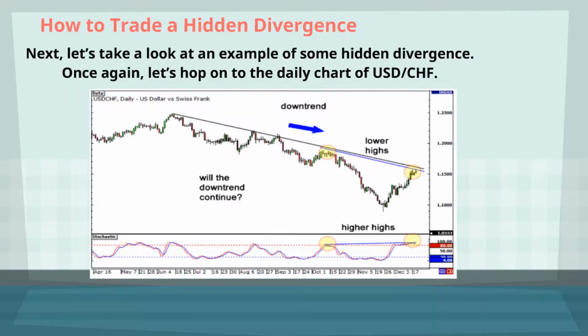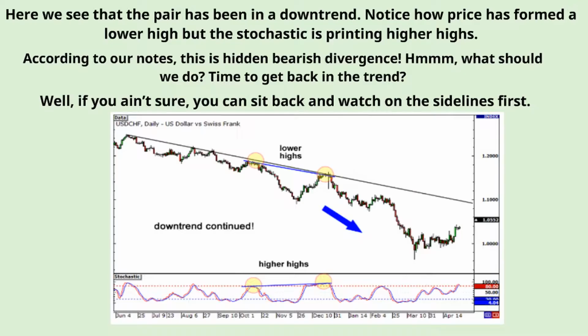How to trade a hidden divergence. Next, let's take a look at an example of some hidden divergence. Once again, let's hop onto the daily chart of US dollar to Swiss franc. Here we see that the pair has been in a downtrend. Notice how price has formed a lower high but the stochastic is printing higher highs. According to our notes, this is hidden bearish divergence.